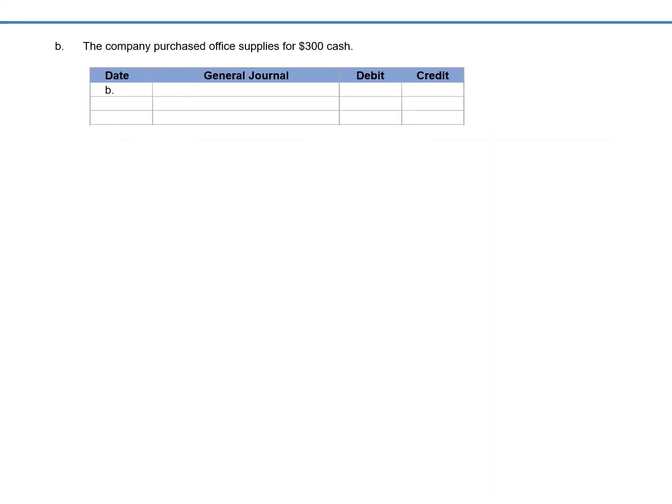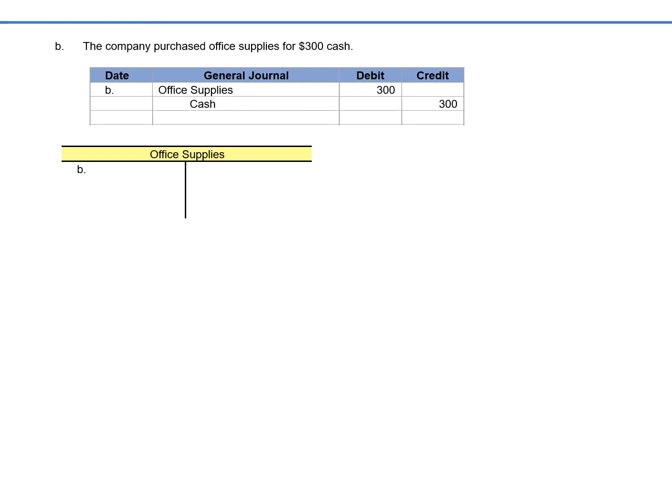So the company purchased office supplies for $300 cash. The two accounts that are affected are office supplies and cash. Office supplies are increasing, cash is decreasing. So to increase our asset account office supplies, we debit. To decrease cash, we credit.